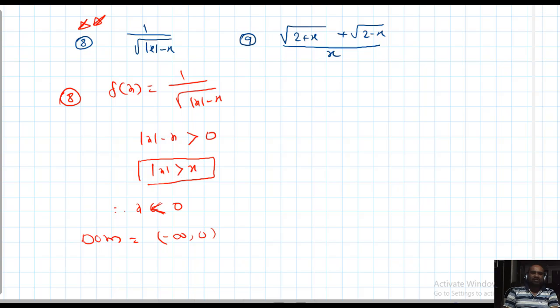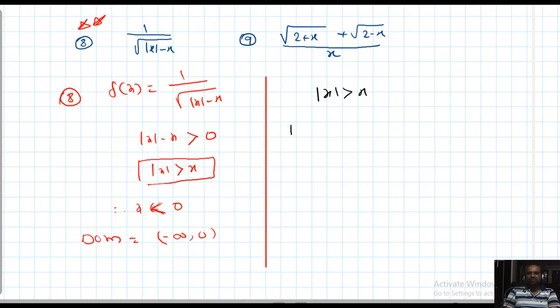But sometimes we need to explain in detail how to solve. Mod x greater than x. How to solve in detail? To open modulus, mod x, two cases will arise: x greater than or equal to 0 case, and x less than 0 case.